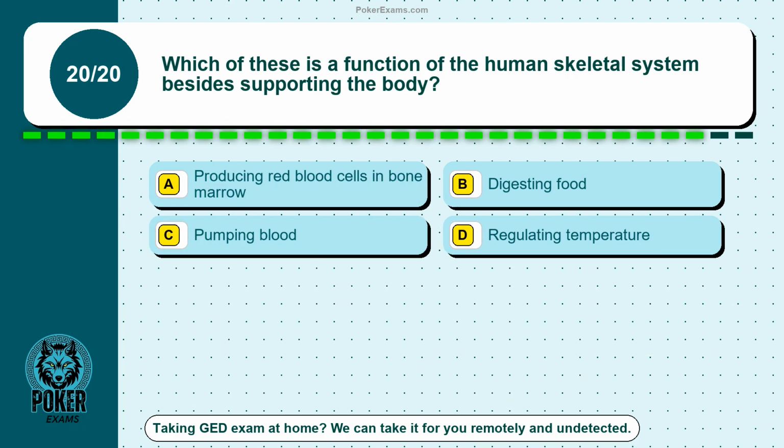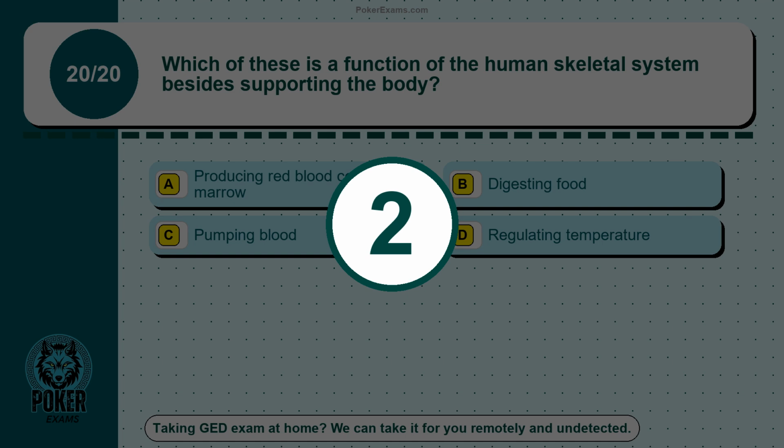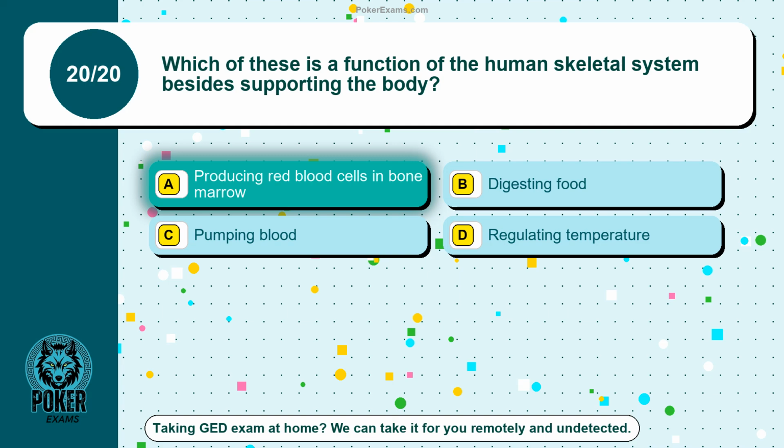Question 20. Which of these is a function of the human skeletal system besides supporting the body? Option A. Producing red blood cells in bone marrow. Option B. Digesting food. Option C. Pumping blood. Option D. Regulating temperature.